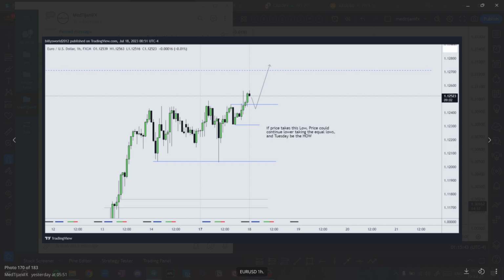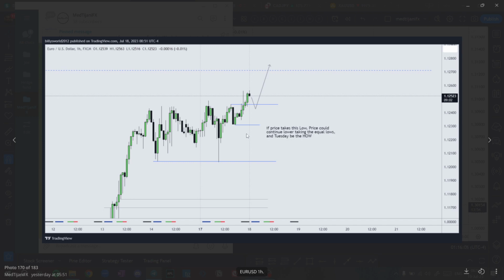We have a retracement to this order block, right? Then price rallied up from this order block, leaving another 1-hour order block. So I want to see price retrace to this order block, then go higher.